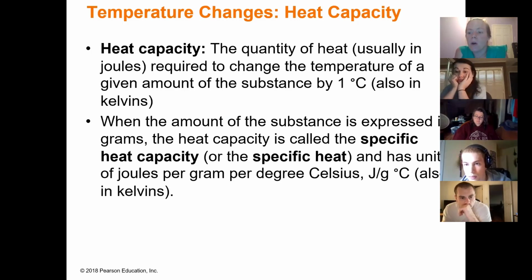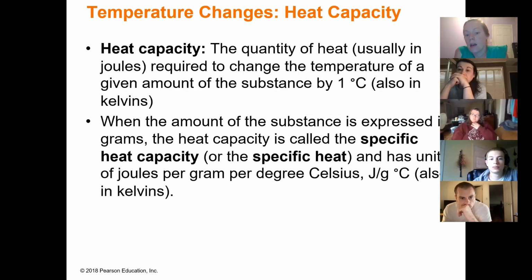We don't use heat capacity a whole lot in here. We tend to use specific heat capacity, which is even more refined. Specific heat capacity is the amount of energy, usually in joules, required to raise 1 gram of your material 1 degree Celsius. So let's say I had 1 gram of water and I wanted to raise it from 3 to 4 degrees Celsius. I would have to use the specific heat capacity of water in order to do that. And the specific heat capacity of water is actually 4.184.